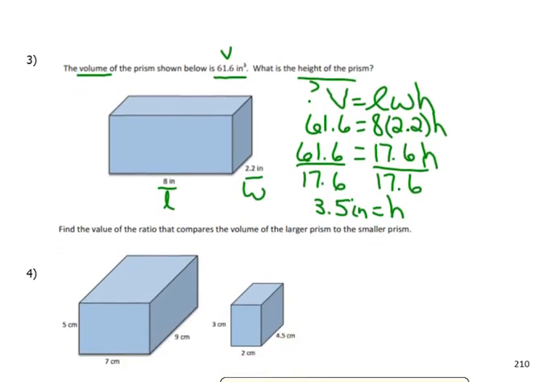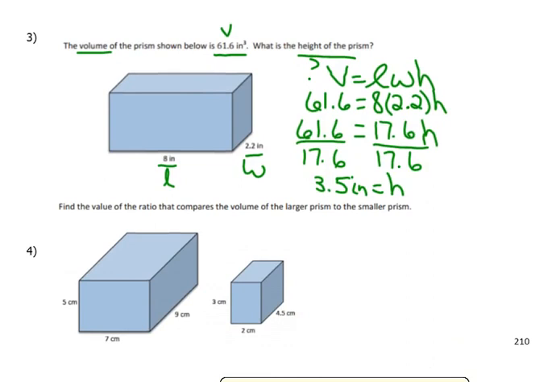Find the value of the ratio that compares the volume of the larger prism to the smaller prism. If we go back to what we talked about with dilations way back when, this is a dilation. We're taking this box and shrinking it, making it smaller. And I'm asking, what is it that I am shrinking, and how much am I shrinking it by? So I'm going to do the larger one over here.